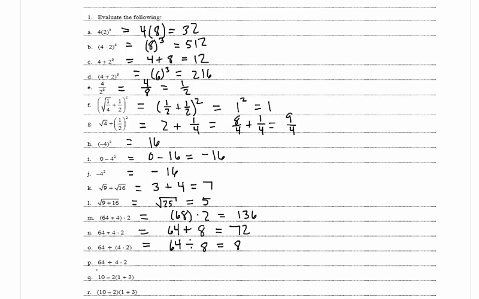In P, we have 64 divided by 4 times 2. Now, without the parentheses, order of operations tells us to do multiplications and divisions from left to right. So the first thing that we're going to do is 64 divided by 4. And 64 divided by 4 is equal to 16 times 2 is equal to 32.